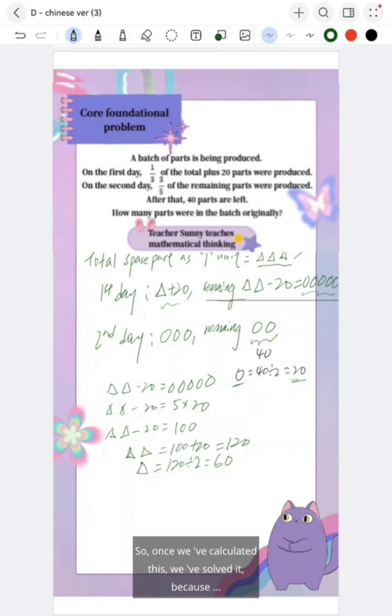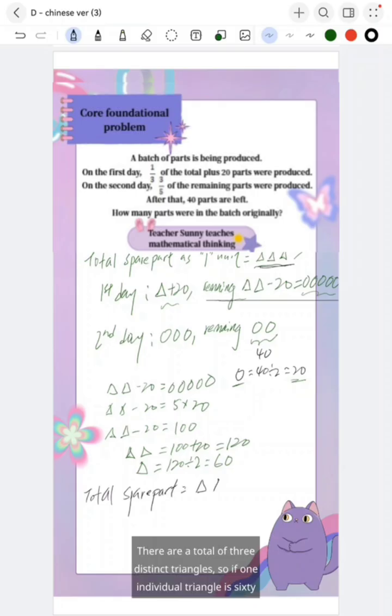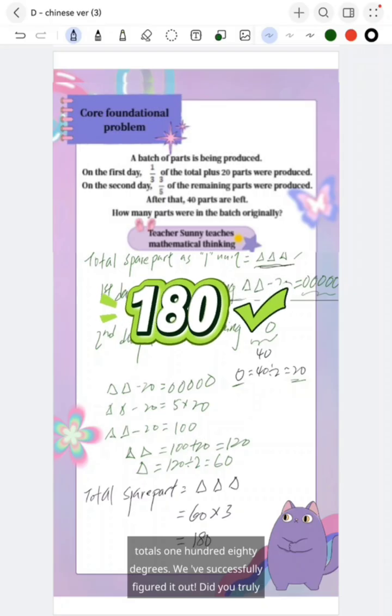So once we've calculated this, we've solved it, because there are a total of 3 triangles. So if one triangle is 60 and there are 3 such triangles, then this entire batch of parts totals 180. We've figured it out.